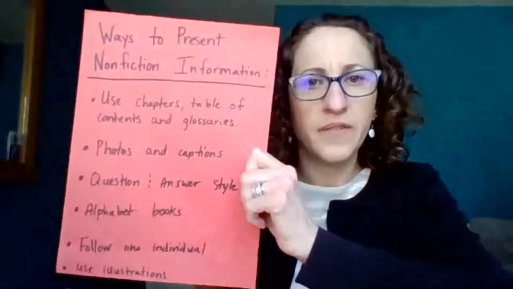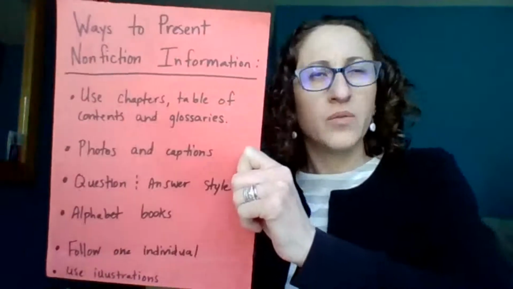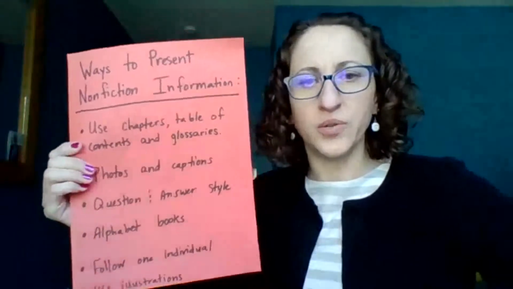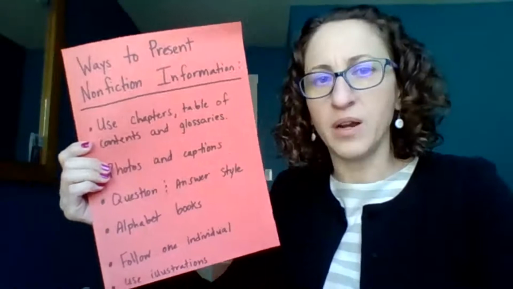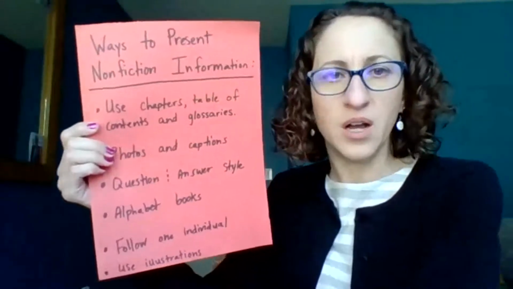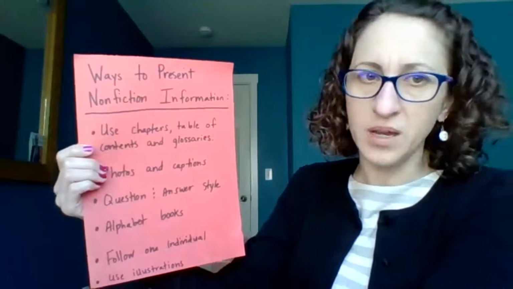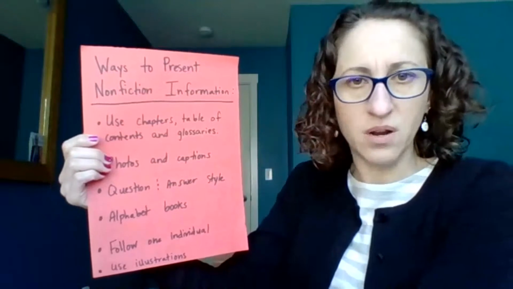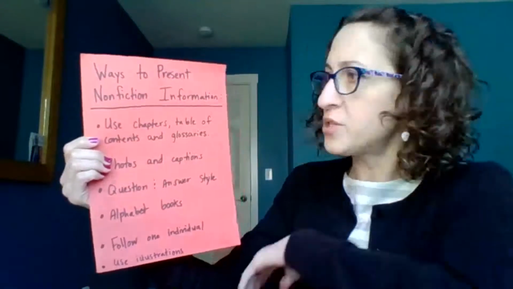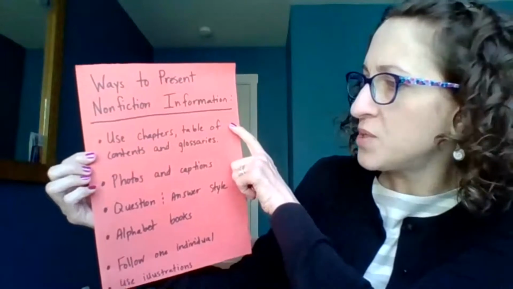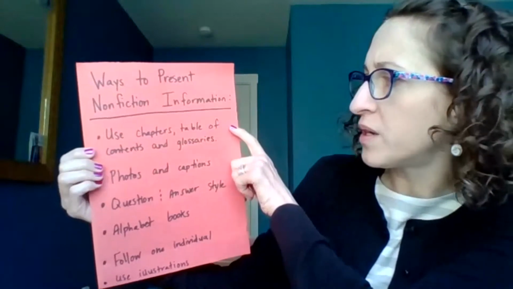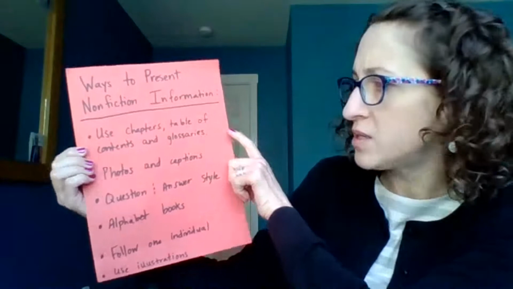Before we get into that book, I just wanted to review this chart with you because we've been talking about nonfiction and we've been researching a whole bunch to get a lot of information about an animal that we're interested in doing our writing project on. And so let's just review some of the ways that we can be presenting the nonfiction information that you are researching. You can organize it into chapters, table of contents, and glossaries.